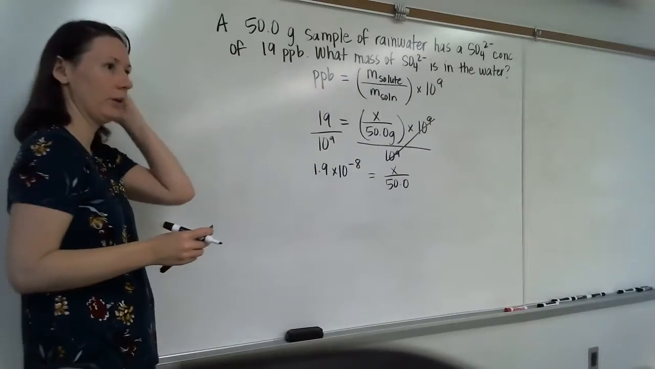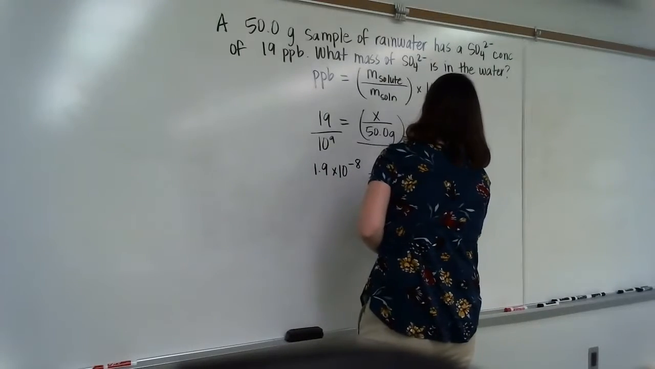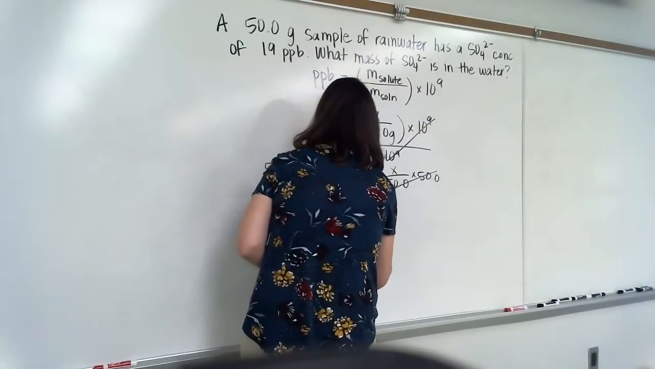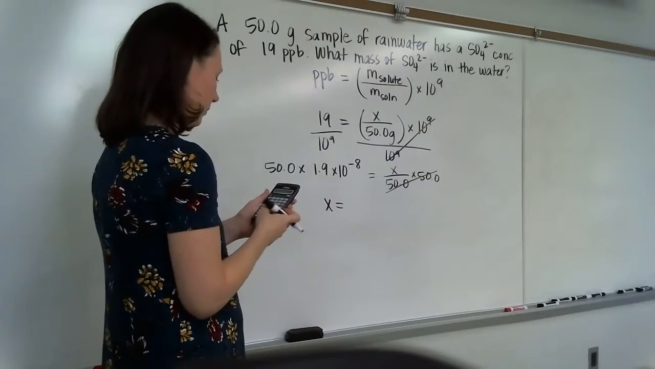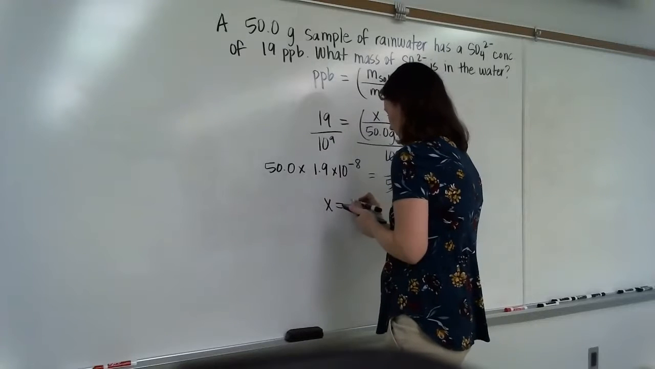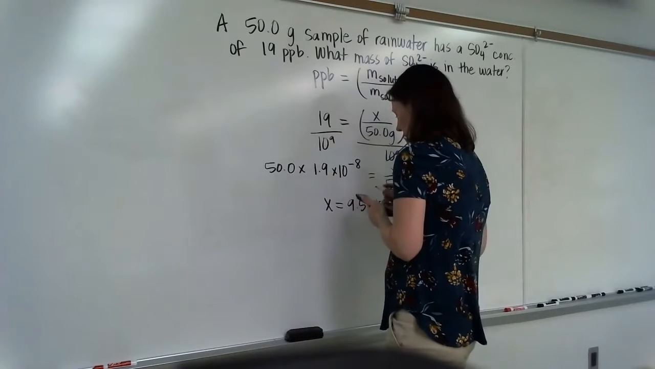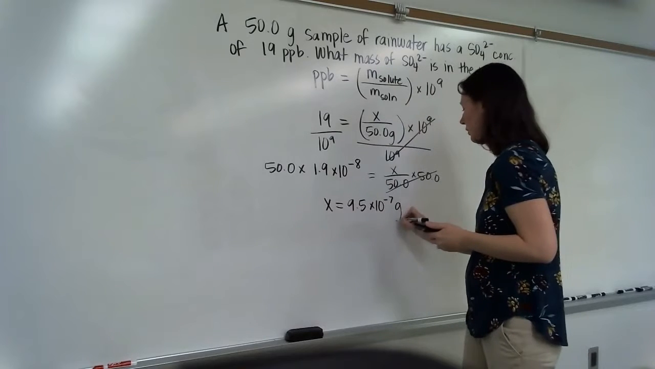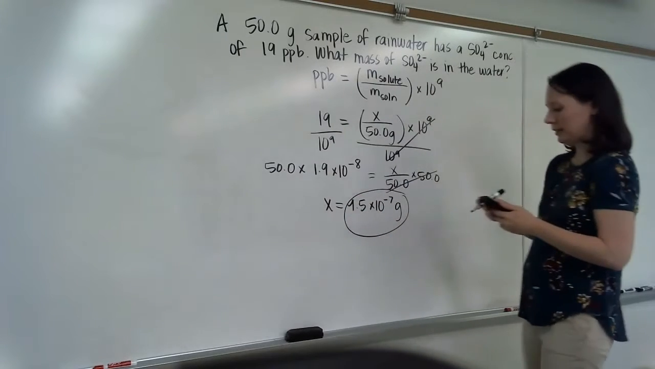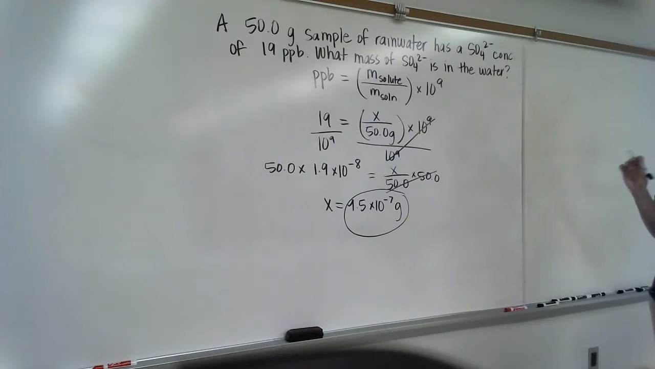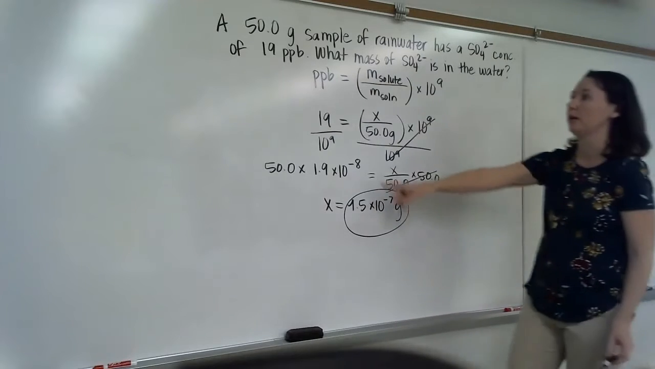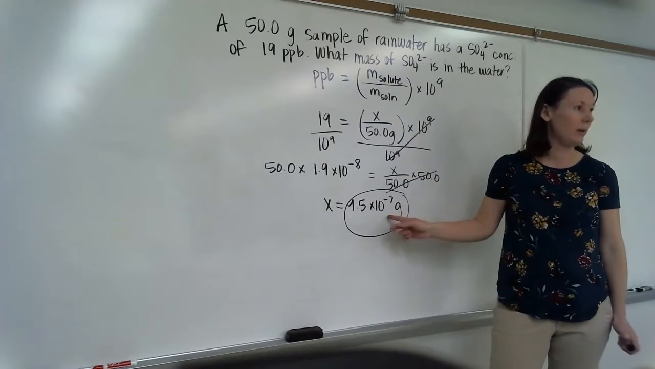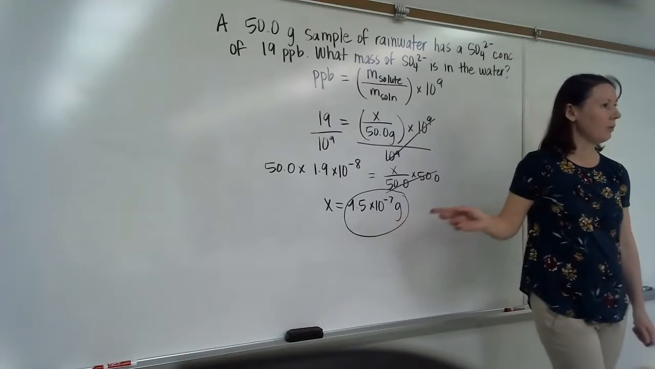Do we agree on how we got rid of that first part? Now we're going to multiply both sides by 50 to get rid of the denominator. So x is equal to 50 times that value, which gives me 9.5 times 10 to the negative 7, and my unit would be grams. Is that reasonable? If the parts per billion concentration is 19, you'd expect a very small answer. And if you get some big giant answer, you know you made a mistake somewhere. Do we agree on the answer and how it was obtained?